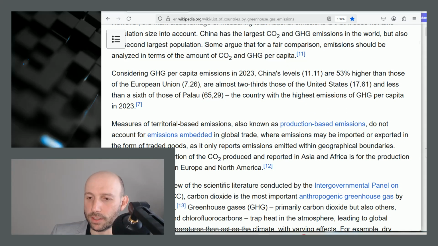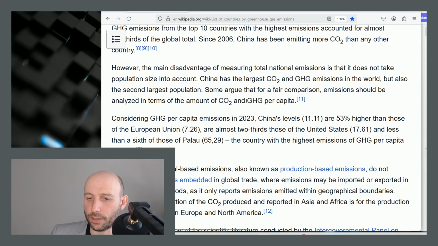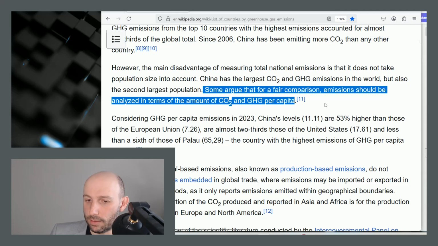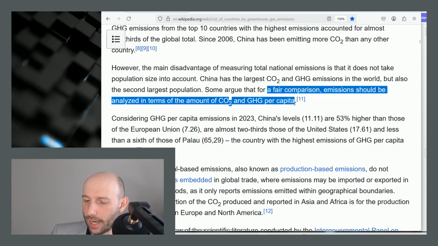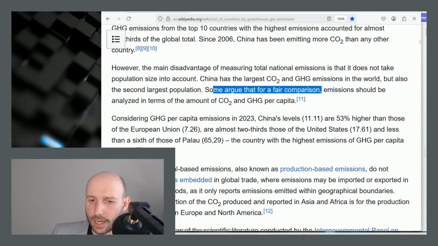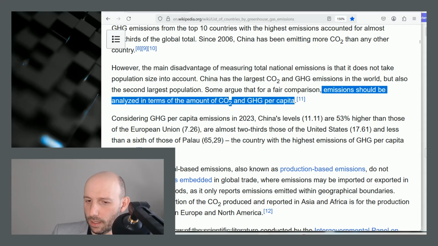Some argue that for a fair comparison, emissions should be analyzed in terms of the amount of CO2 and greenhouse gas per capita. So this is not correct, okay? You're saying for a fair comparison, emissions should be analyzed in terms of greenhouse gas emissions per capita. What is the purpose of the comparison? If the purpose of the comparison is to determine what effect a country's economy has on the atmosphere, well, the atmosphere doesn't care about the per capita figure. The atmosphere doesn't take the greenhouse gases emitted by a country, divide it by the population of that country, and then decide what to do with it. No, the atmosphere just absorbs the greenhouse gases emitted, whether it's emitted by one person or a million or a billion.